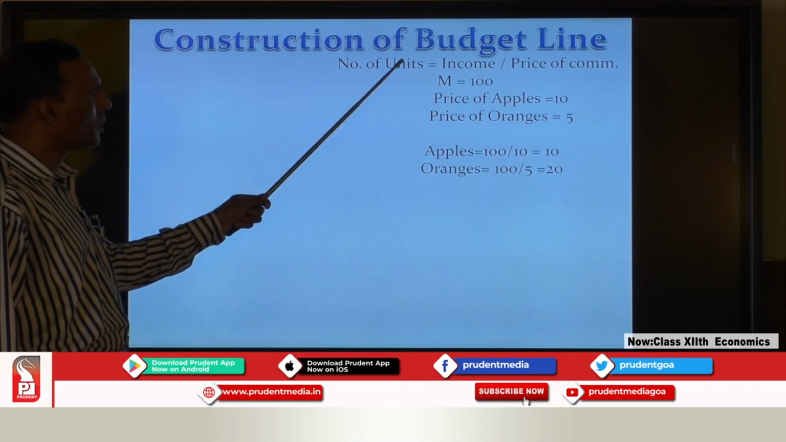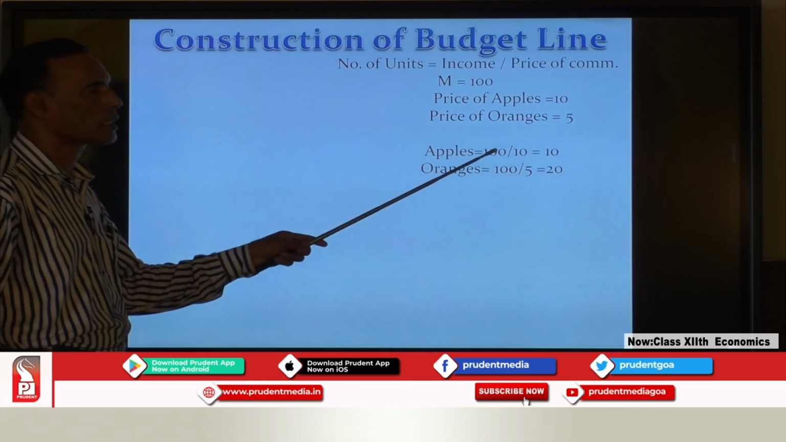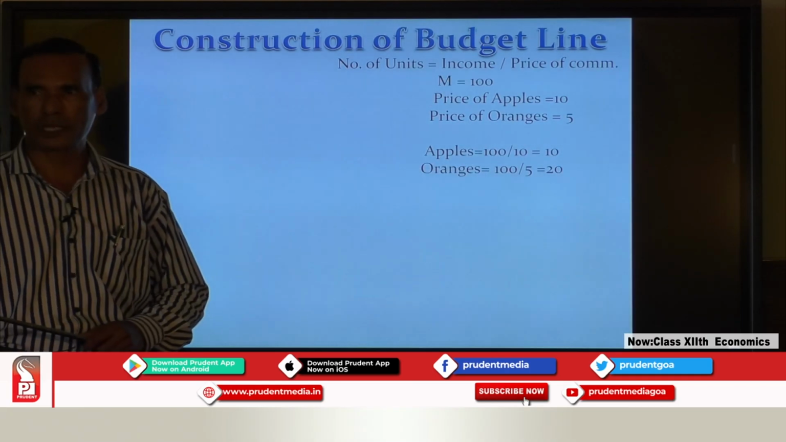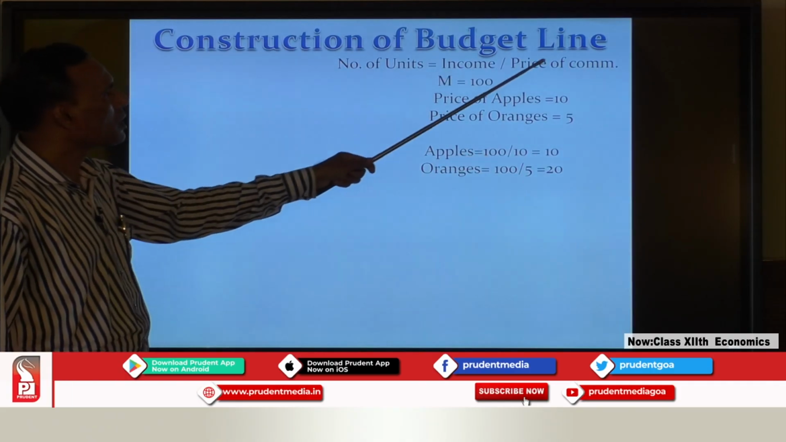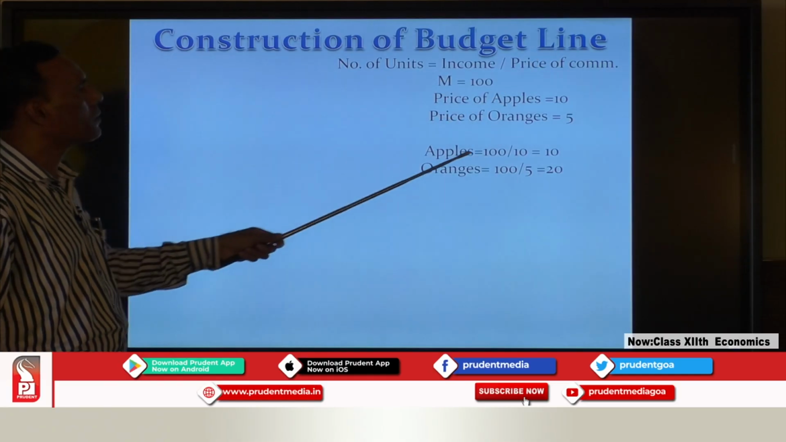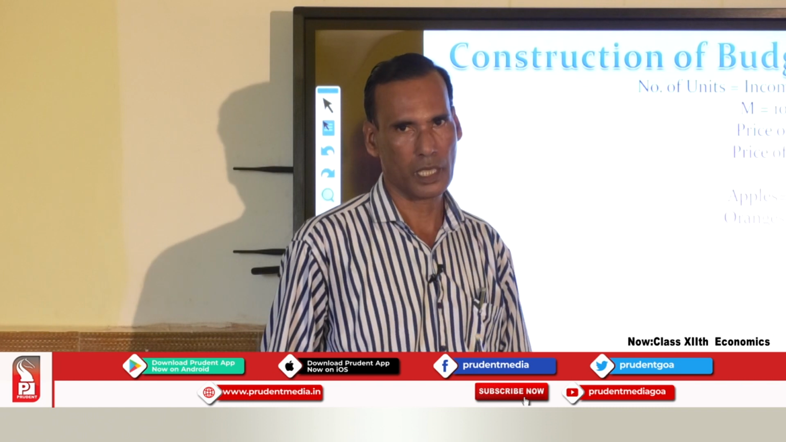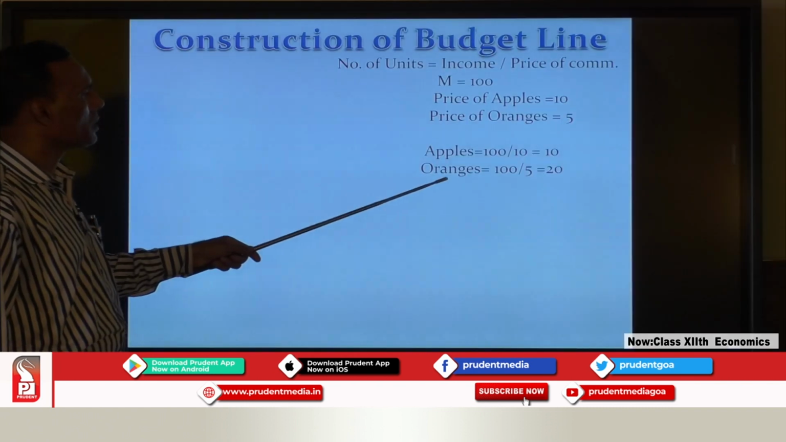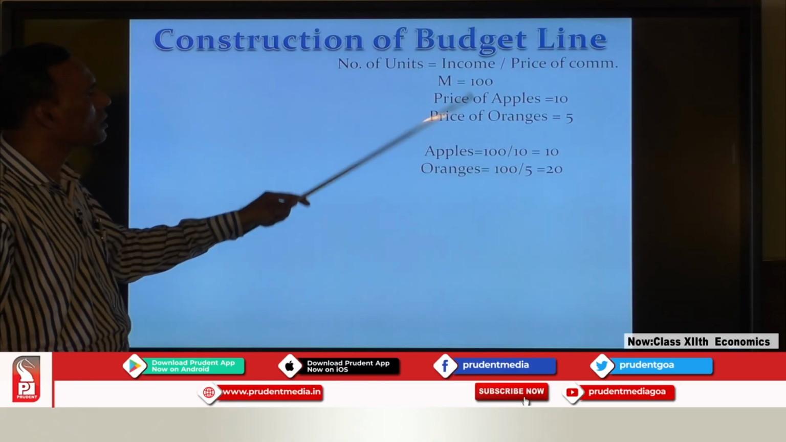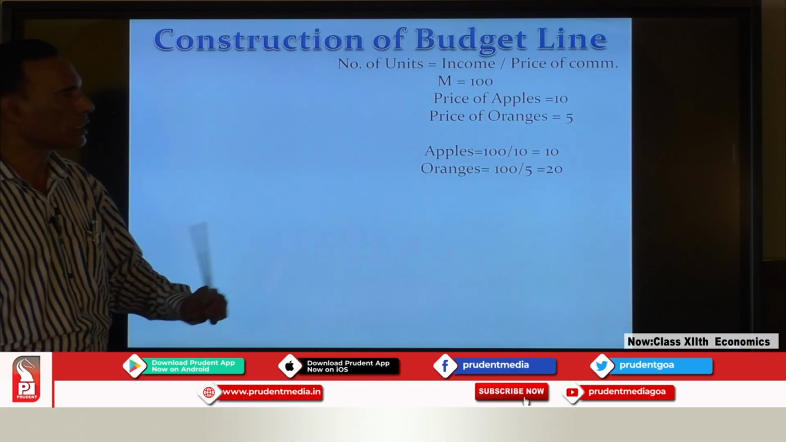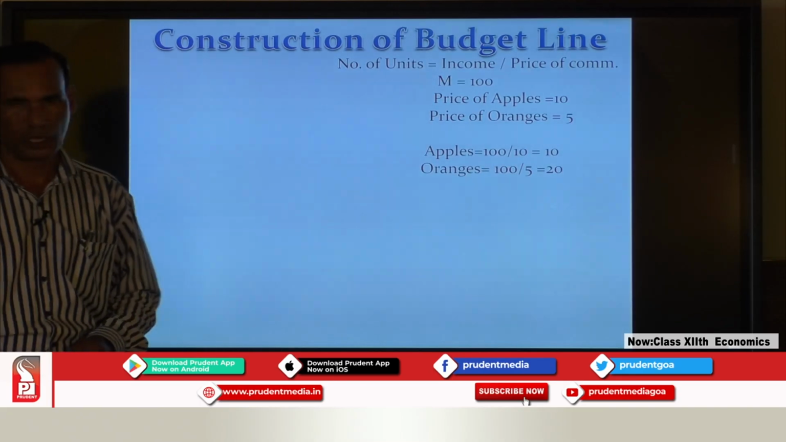Using this formula, income upon price of the commodity, I am calculating how many units of a commodity I am purchasing. So 100 rupees is my income and the price of apples is 10. So 100 divided by 10 gives you 10. For oranges, income upon price of the commodity: 100 rupees divided by the price of oranges, 5. So 100 divided by 5 gives you 20.